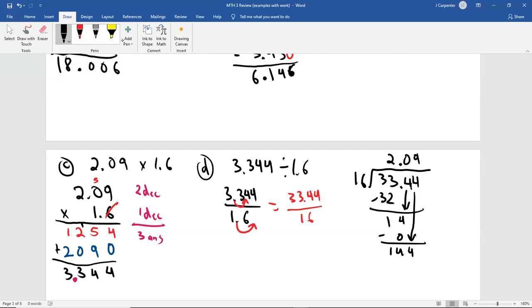And then 9 times 16 is 144. Subtract and you get 0. This is an interesting answer. You get 2.09. 2.09 times 1.6 was 3.344. 3.344 divided by 1.6 is 2.09. Also, if you did 3.344 divided by 2.09, you'd get 1.6. There's a strong relationship between multiplying and dividing numbers.